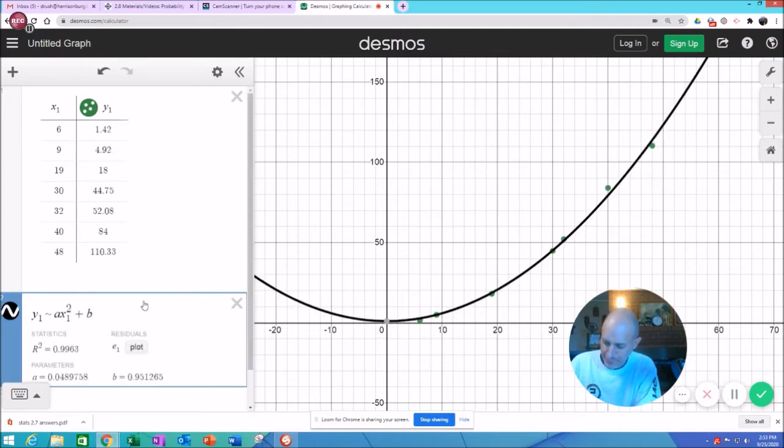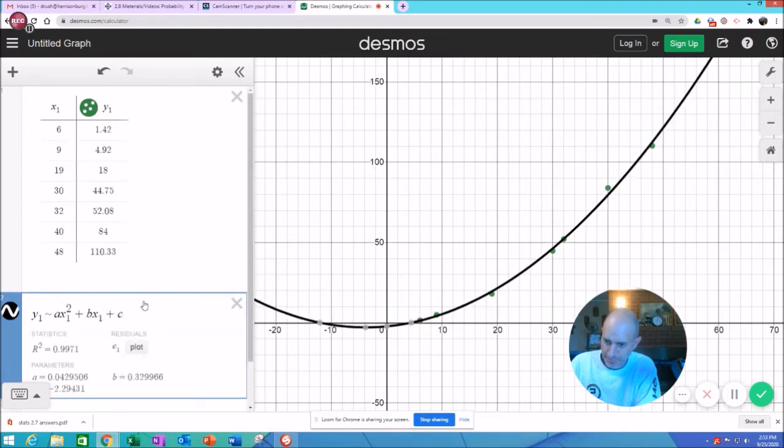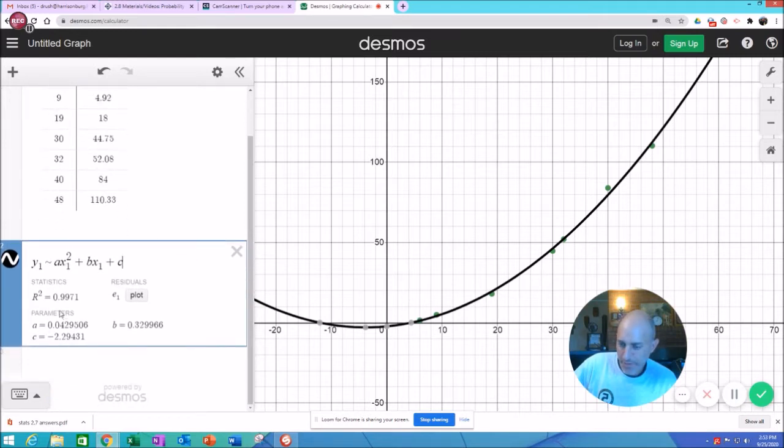Okay, so from this model, we can see that our equation is y is equal to 0.04223x squared plus 0.33x minus 2.29. Okay, so we can write down that model. And this is also our scatter plot that we did there. Part C, we want to calculate the residual. So I'm going to go back to paper for that.